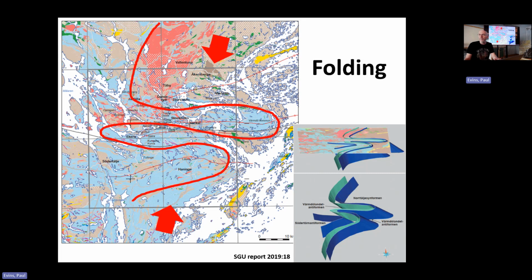And melting at 1.85 probably is the melting event that has not been dated. I forgot to mention that. There's all this metamorphism and melting. We still don't know the age of that. It's probably 1.85, but it's not been properly dated in Stockholm.